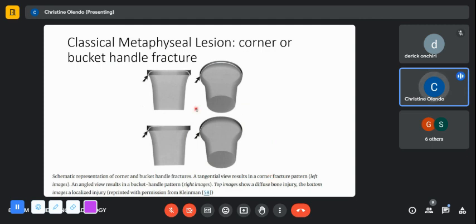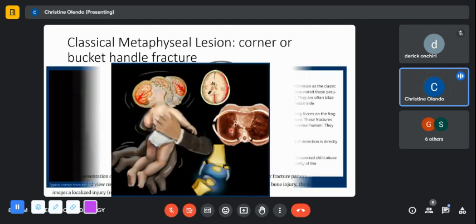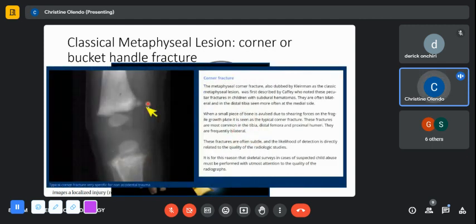Here you have a tangential view that results in the corner fracture, which you now see on this side. This is the more severe form of the corner and the bucket handle, and these are the less severe forms of the corner and the bucket handle pattern. It's called a bucket handle because you can see there's complete disruption of the epiphysis and metaphysis here, so it appears like a bucket handle.